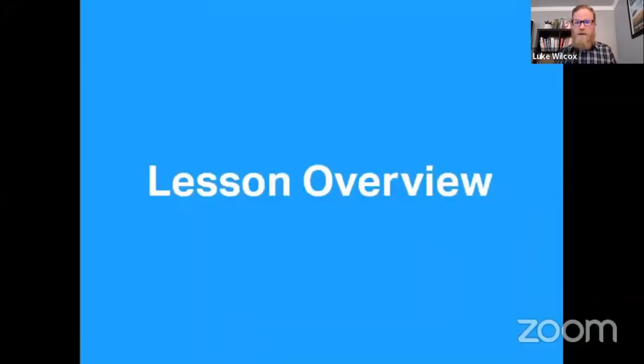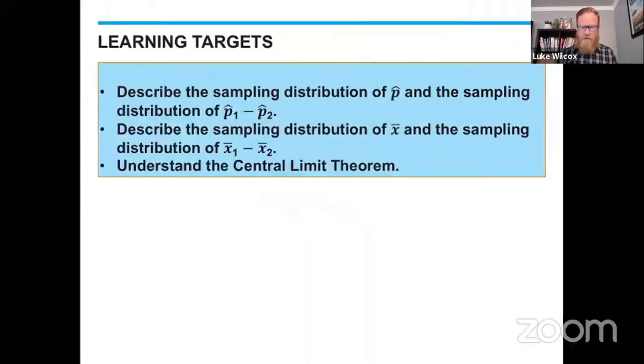So here is the quick lesson overview where I will start with the learning targets. And there are 3 of them today. The first 2 are very parallel. So let's take a look. Learning target number 1, describe the sampling distribution of P hat and then P1 hat minus P2 hat.